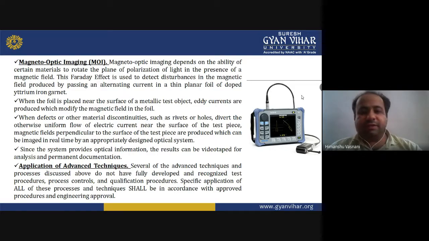Several of the advanced techniques and processes discussed above do not have fully developed and recognized test procedures, such as controls and qualification procedures. Specific applications of all these processes and techniques shall be in accordance with approved procedures and engineering approval. So these are all still under development, and they require specific applications where they are applicable.